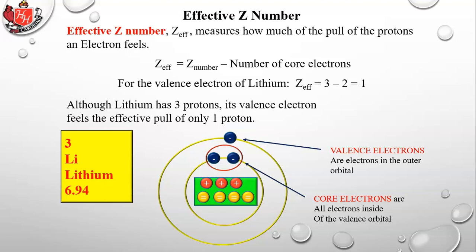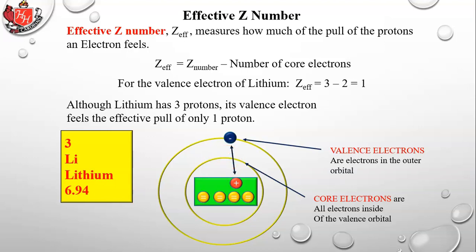Although lithium has 3 protons, its valence electron feels the effective pull of only 1 proton. So that's what Z effective number is telling you. Even though lithium has 3 protons pulling on the electrons, effectively 2 of them are blocked out by those 2 core electrons. It's almost like you could cancel them out, the 2 pluses and the 2 minuses. And so the valence electron in lithium only feels the pull of 1 proton. What that means is it's not being held very tightly to the lithium atom, and therefore it can easily be pulled away from the lithium atom.